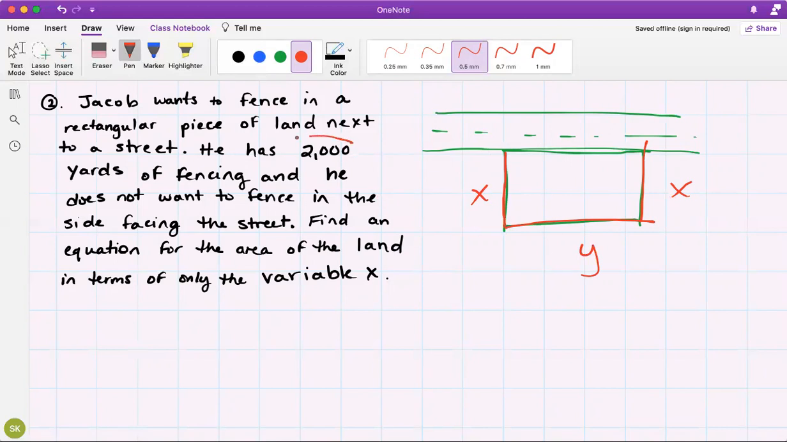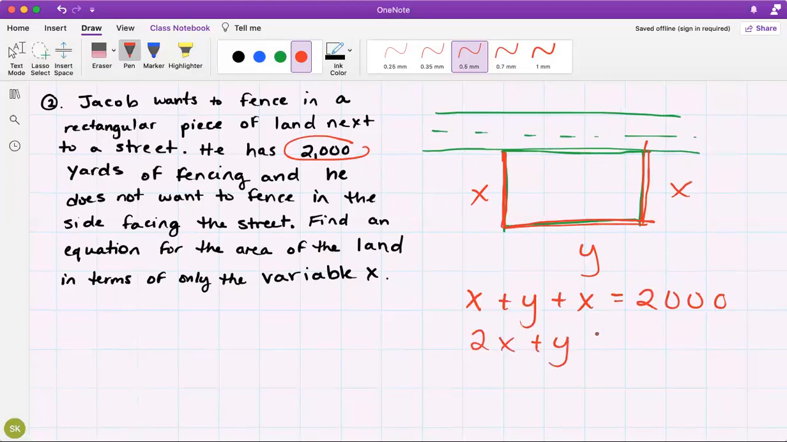So if he has 2,000 yards of fencing, well, what we're going to do with the fencing is lay the fencing here, and then here, and then here, which is just the outside, so it's the perimeter without this piece. So we're going to go an x plus a y plus an x. These lengths are going to equal 2,000. So in other words, 2x plus y is 2,000. And we can solve for y. y is equal to 2,000 minus 2x.